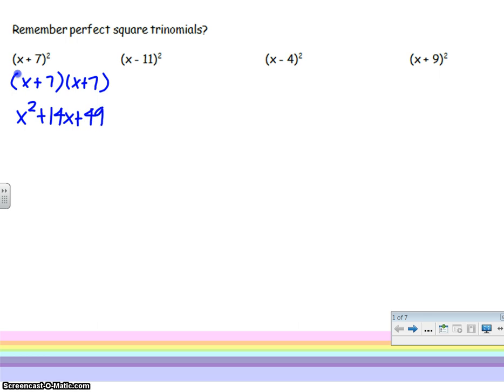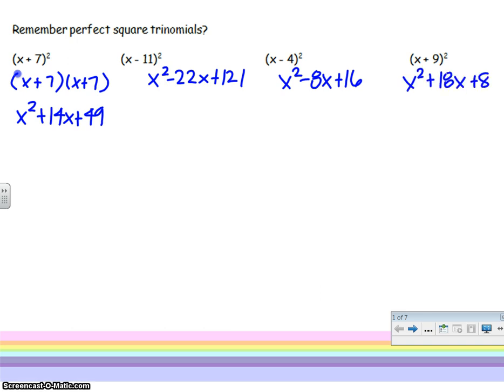When we complete the rest of these, x minus 11 quantity squared will be x squared minus 22x plus 121. X minus 4 quantity squared will be x squared minus 16x, whoops, no, minus 8x, good call, Cash, plus 16. And then x plus 9 quantity squared will be x squared plus 18x plus 81.